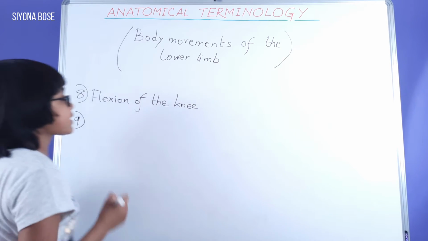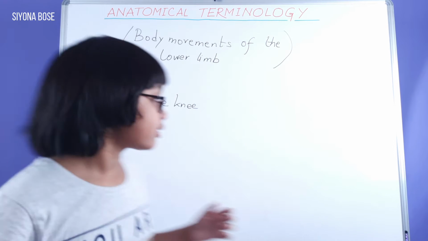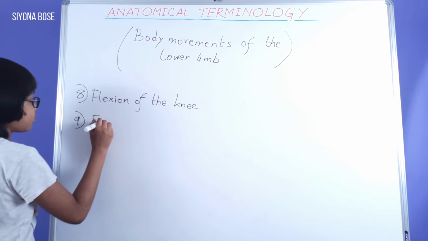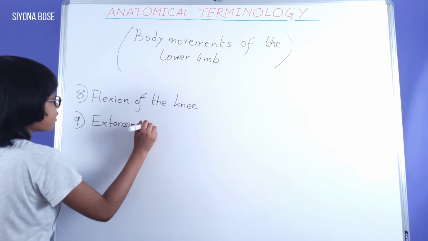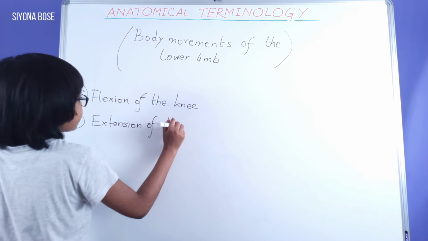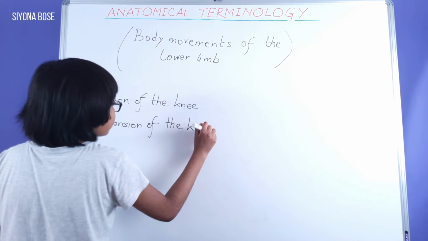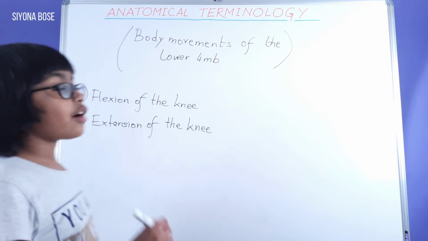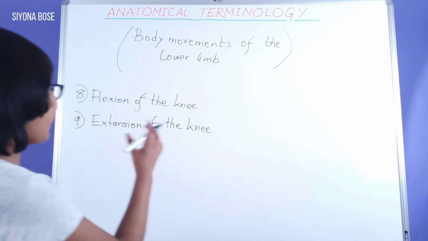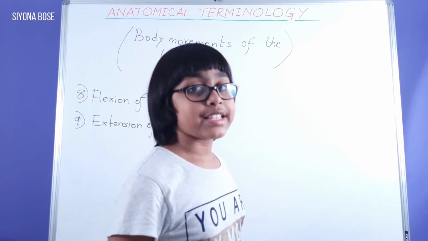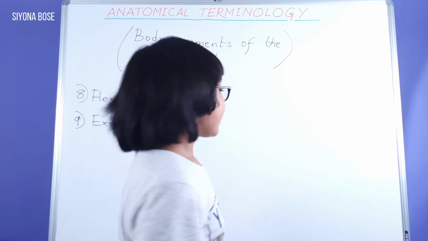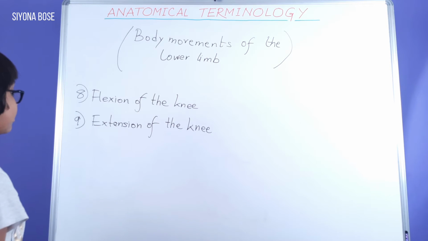And the opposite is extension of the knee. In extension of the knee, the back part of the thigh and back part of the leg are in a straight line, as in standing erect. Like this is my flexed knee and this is my extended knee. Extension of the knee.